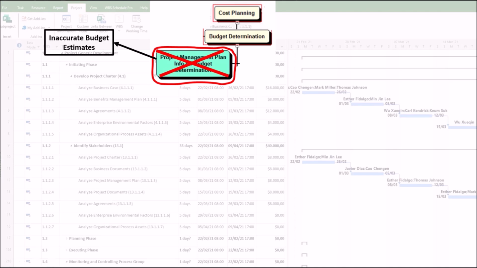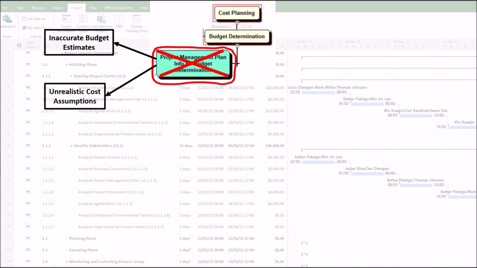1. Inaccurate budget estimates due to poor scope definition. If the scope baseline, such as WBS and scope statement, is unclear or incomplete, the budget may exclude critical work packages. As a result, this can lead to unplanned costs, scope creep, and funding shortfalls.